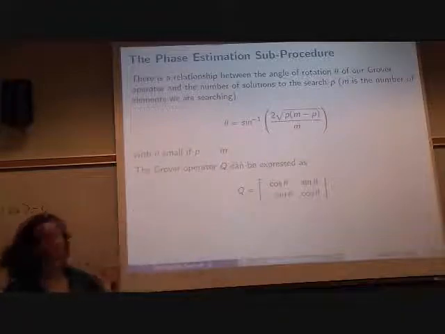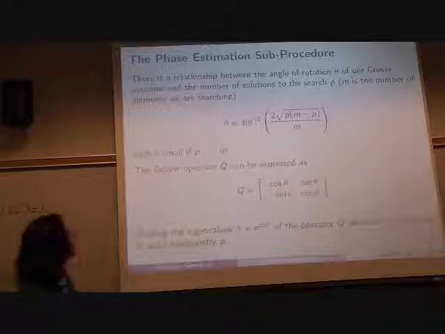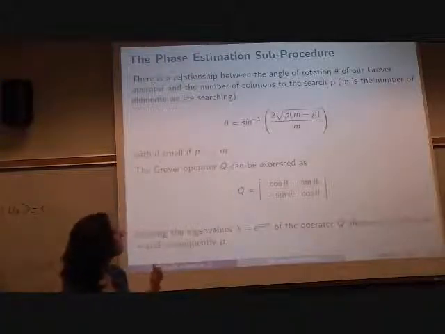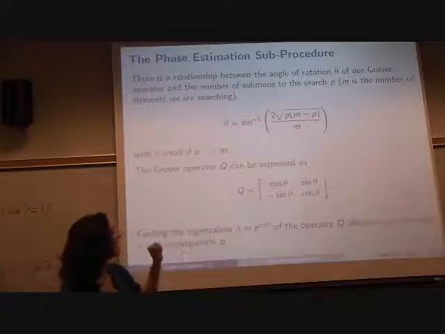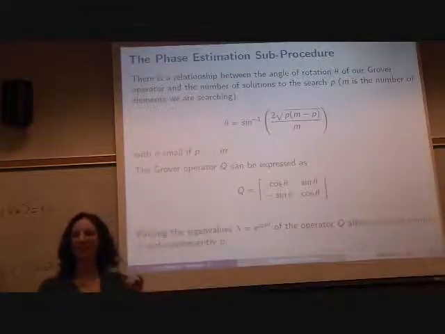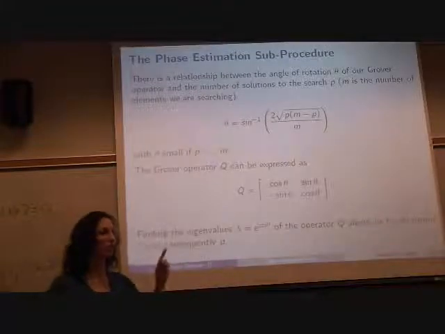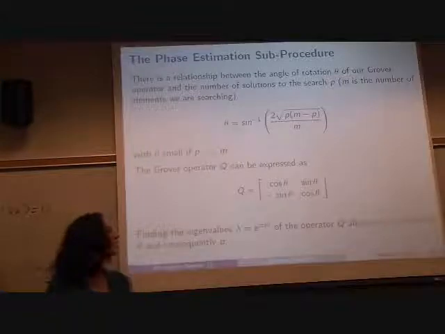So what is the point? If we can find the eigenvalues of the Grover operator, then we can know what the theta is. And if we know what the theta is, we know what the number of solutions are. So that's the way the logic goes.